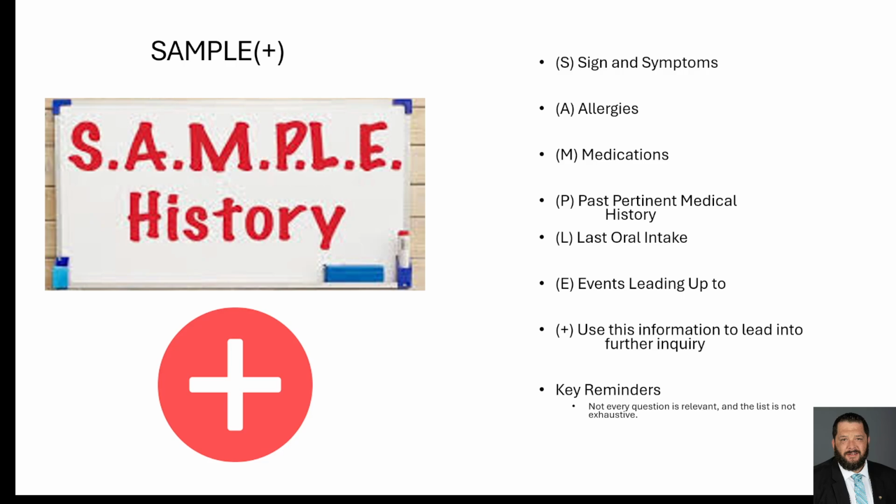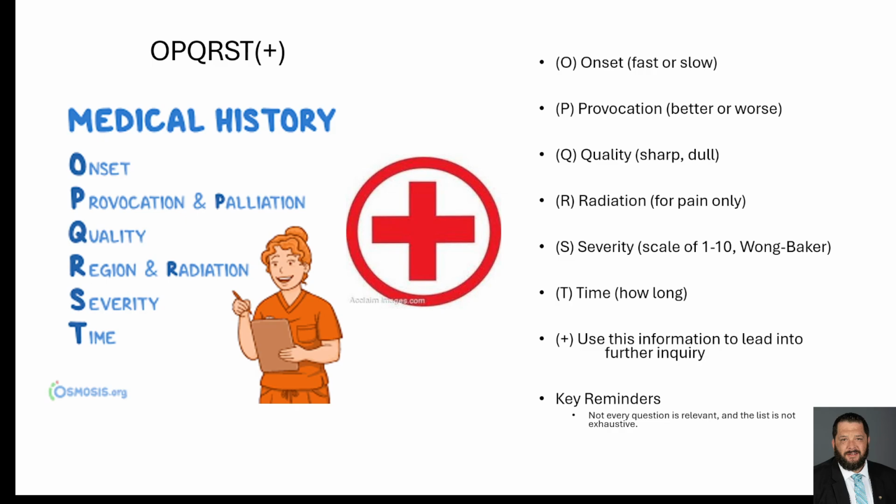But one of the things you can do is in your scene survey, right? Look for those medications, look for clues. Remember that medical history particularly is about being a detective. The next thing that we'll use for the medical history is the OPQRST. So OPQRST, your acronym. O is for onset.